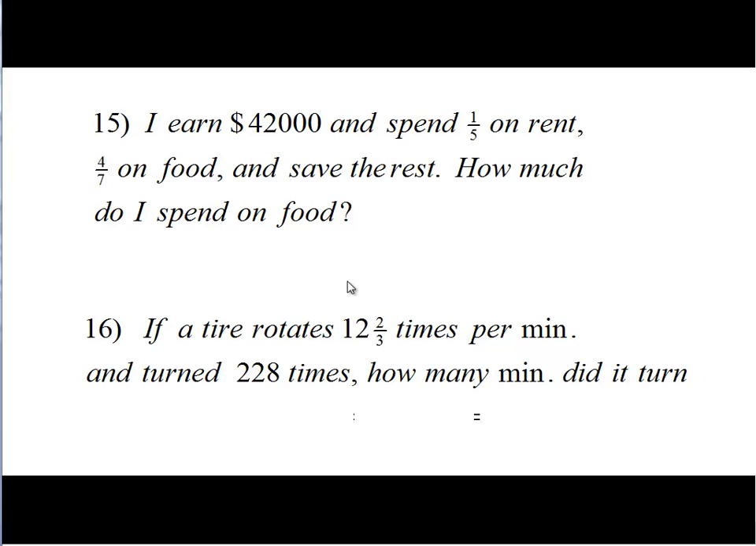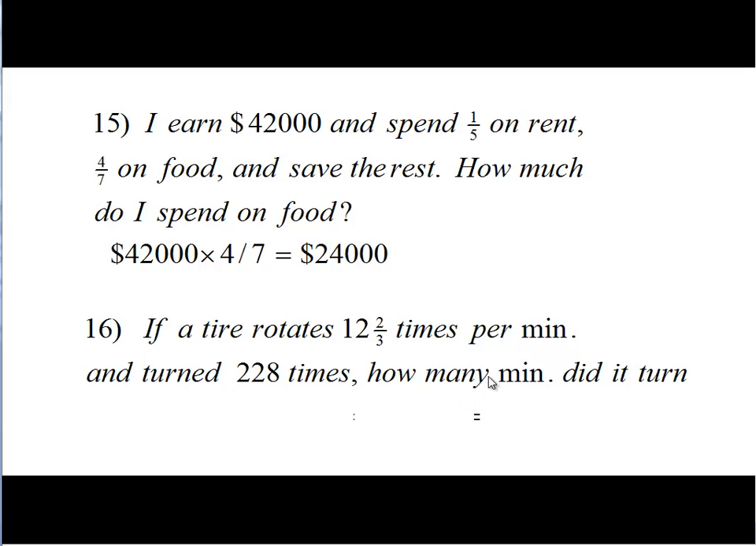I earned $42,000. I spent something on rent, something on food. How much did I spend on food? Well, food is $42,000 times 4/7. So just multiply 42,000 times 4 divided by 7. Type that in your calculator. I believe it's 24,000.